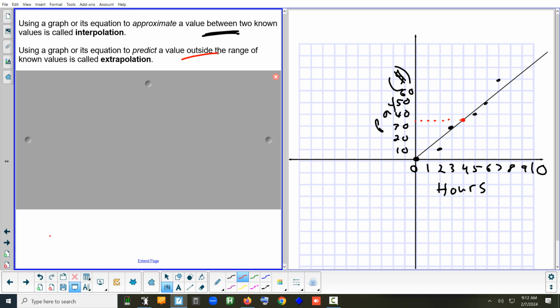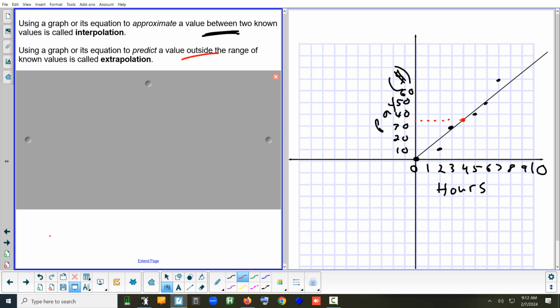Okay, so on that second blank, you want to write extrapolation. I adjusted that just slightly so I could use it for extrapolation. But based on the dots that I have left on the screen, what's the highest amount of hours that I have a dot for? 7. That's the highest one I have a dot for.